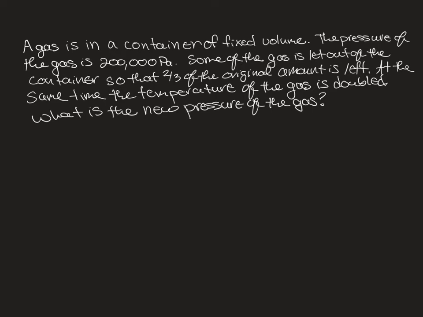This means that we're going to look at the relationship P2V2 over P1V1 equals N2RT2 over N1RT1. So first I need to write down how the gas is changing. So what is state 2 compared to state 1? The first thing we're told is that the container has a fixed volume. That means that V1 equals V2.